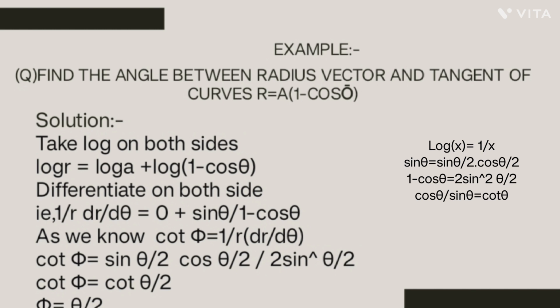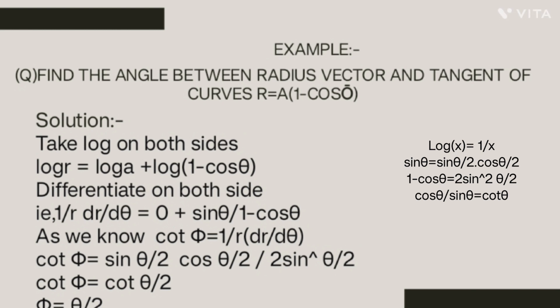Now write it as cot phi is equal to sin theta by 1 minus cos theta. The sin theta formula is 2 sin theta by 2 cos theta by 2, divided by the 1 minus cos theta formula, which is 2 sin square theta by 2. Now we get cot phi is equal to, 1 and the 2 cancel out.